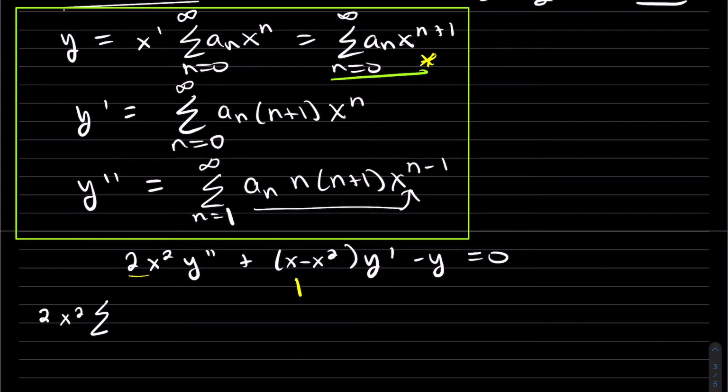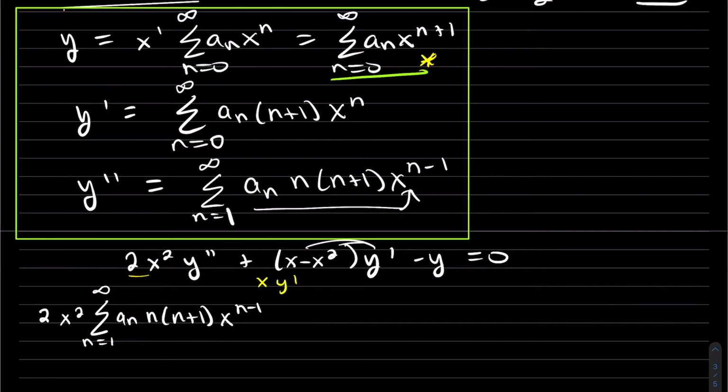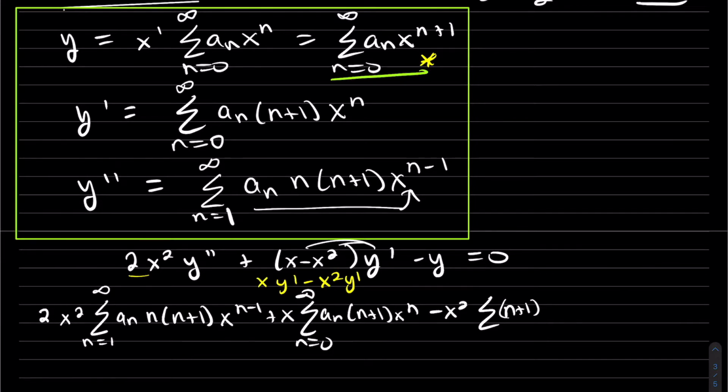Here's y double prime. And I do want to distribute this. So we will be writing x y prime minus x squared y prime for that. So plus x y prime. Let's get that a_n there. You don't want to miss anything. And then minus y. It's right here. And that's equal to 0.